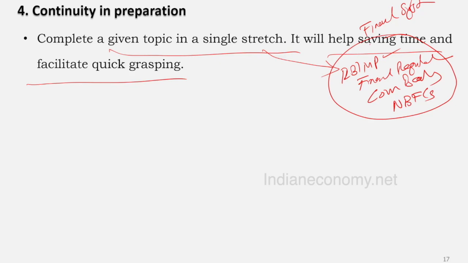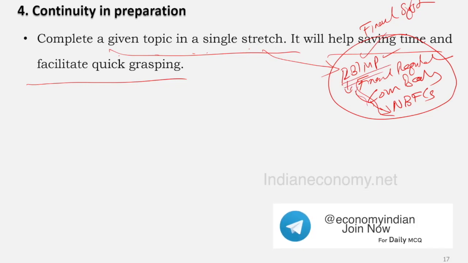You start that topic and end this topic in a single stretch, because the idea you developed or acquired here will be applicable throughout this related concept. So that is the significance of this point. Complete a given topic in a single stretch. Don't study this topic today, complete this in 1 month or 2 months, or in 1 week, and after 3 months you come to financial regulation.